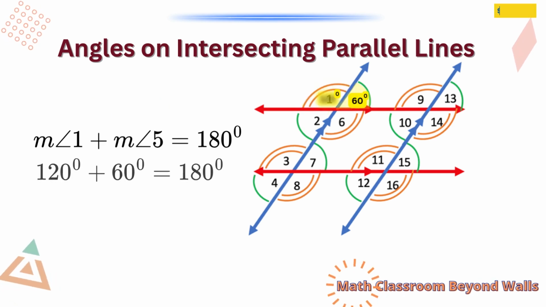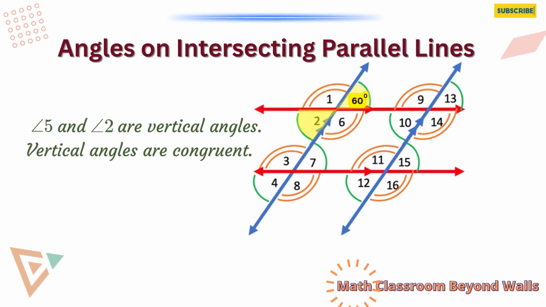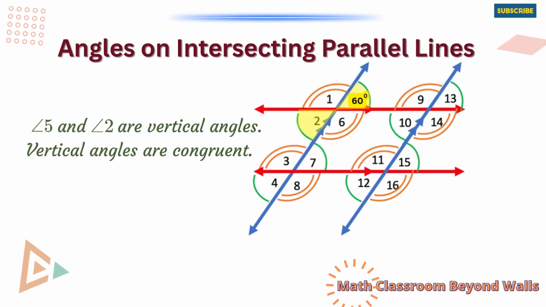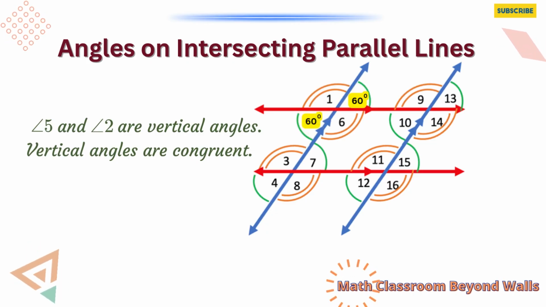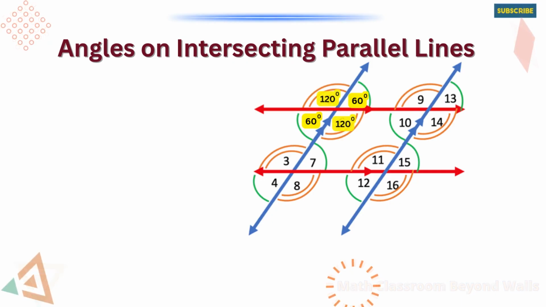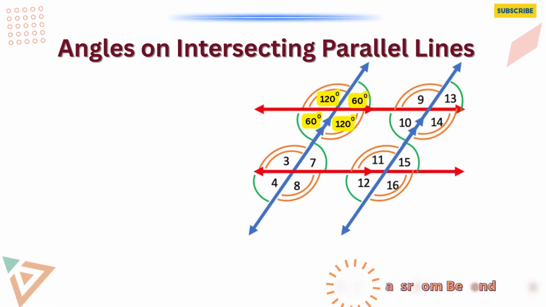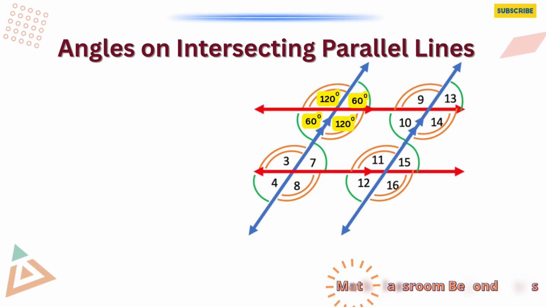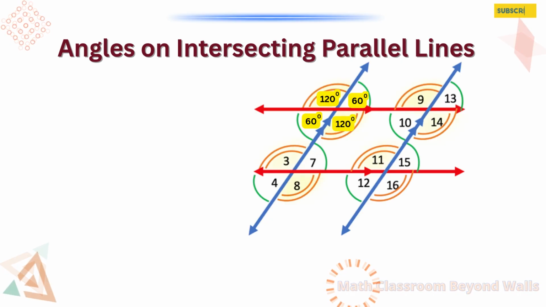Look at the diagram, learners. Angle 5 and angle 2 are vertical angles, so they are congruent. Therefore, angle 2 is 60 degrees. Okay, were you able to follow, learners? Now, let us look at the diagram as a whole. Using the arcs as guide, we can now put the measures of the other angles on the diagram. Let's go.